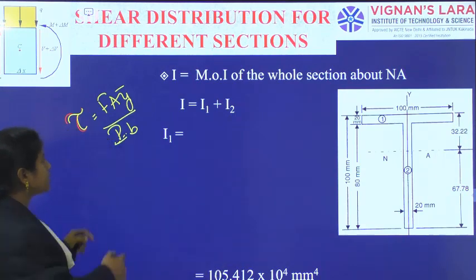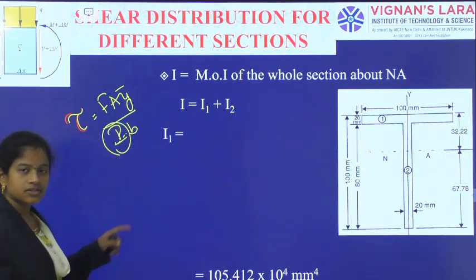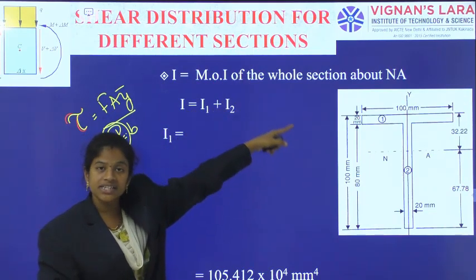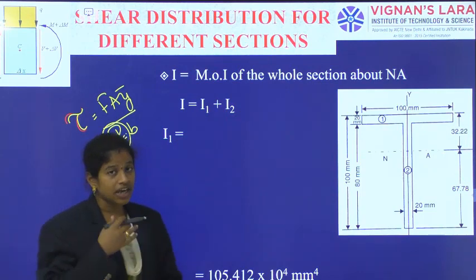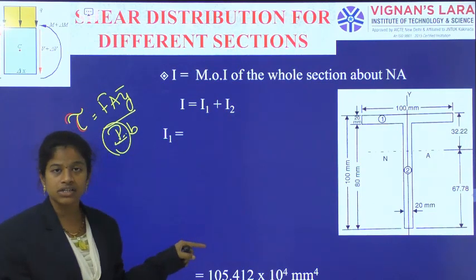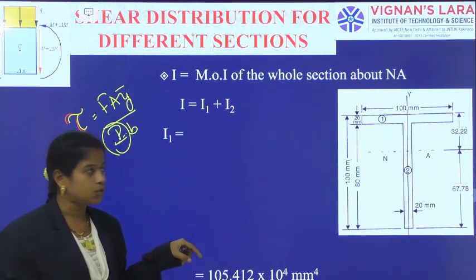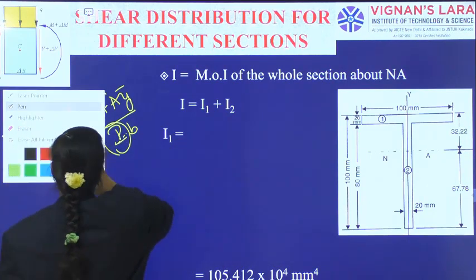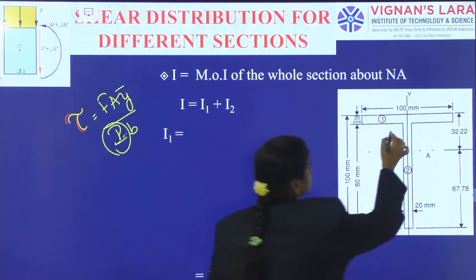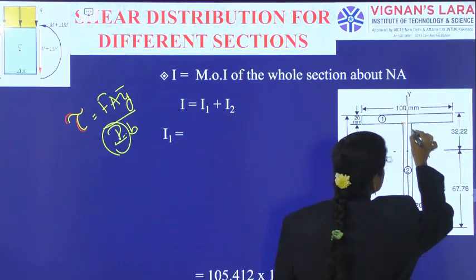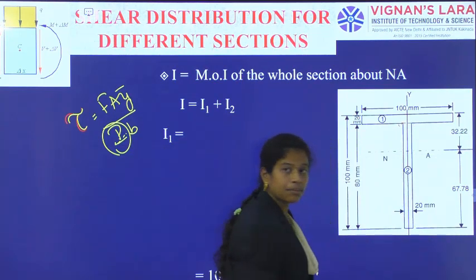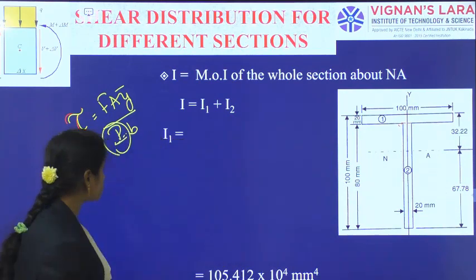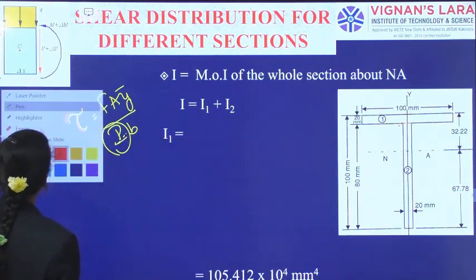So, the common thing is I, so I am calculating that now. I is the moment of inertia of the whole section about the neutral axis. As we have already separated it into two segments, here also I am doing I1 and I2. When you observe, the first portion is this, and this vertical member is the second portion. So the individual moment of inertia for the first and the second we have to calculate.